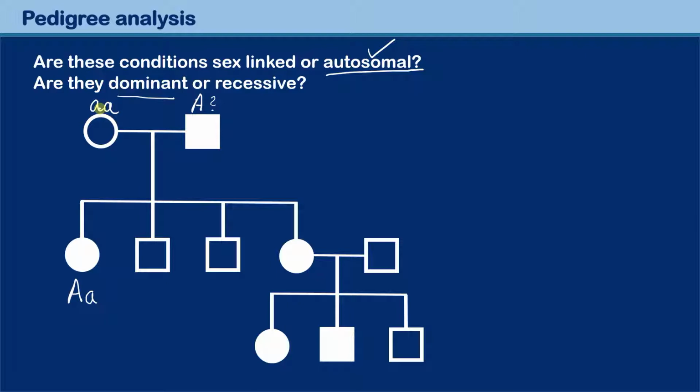Over here, mother lowercase a, but this son over here is not affected. So there must be a second lowercase a over here, which he must obtain from the father. So I now know that there must be a lowercase a over here, and the father is heterozygous. So it is most likely indeed an autosomal dominant condition, also looking at the number of individuals who are affected. But let's now move on to the next example.